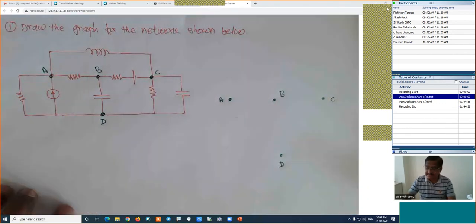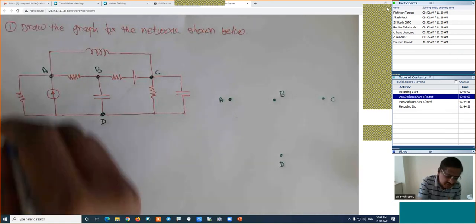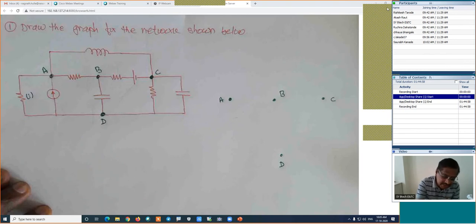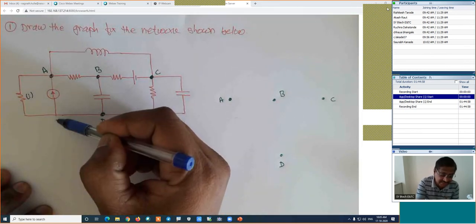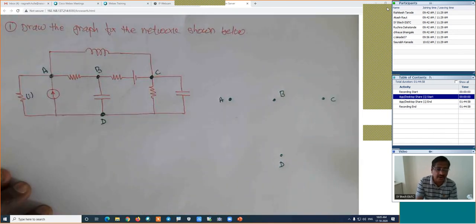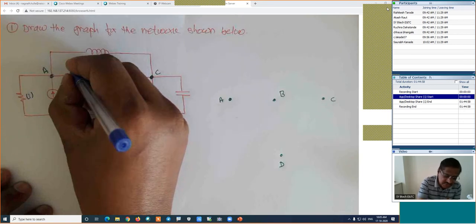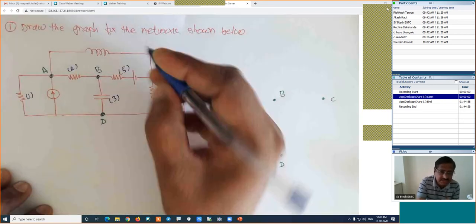At the same time, I will give numbers to the branches. This is branch number 1. Generally, the current source is replaced by an open circuit because its internal resistance is infinite. That's why we will not name it as a branch, because it will be replaced by its internal resistance, which is infinite. That's why this is branch number 2, this is branch number 4, this is branch number 5, and this is the voltage source.